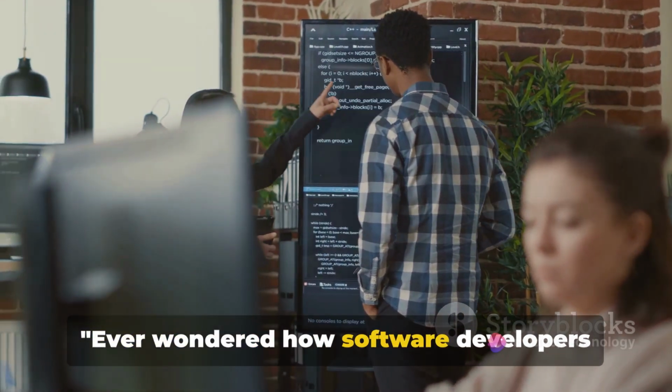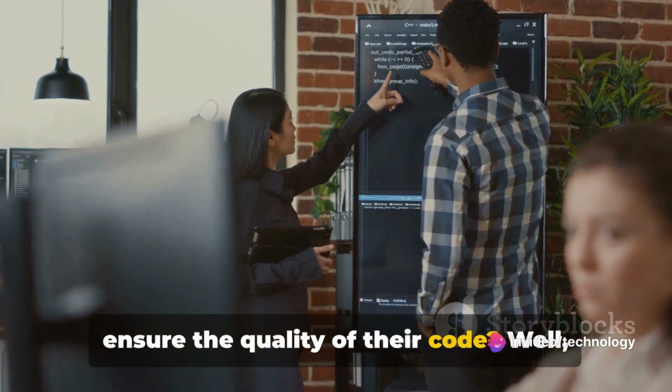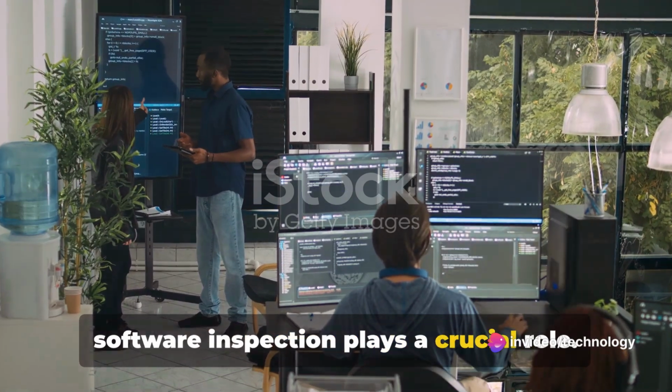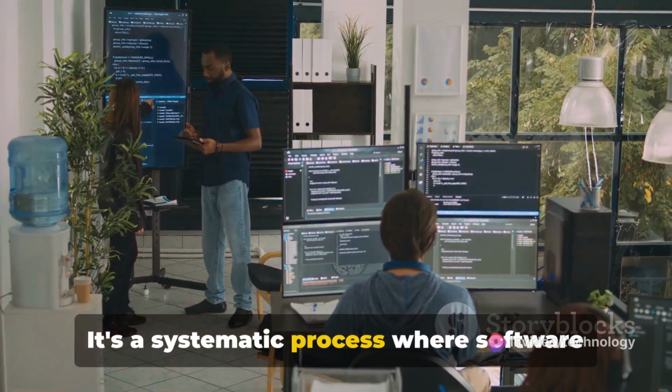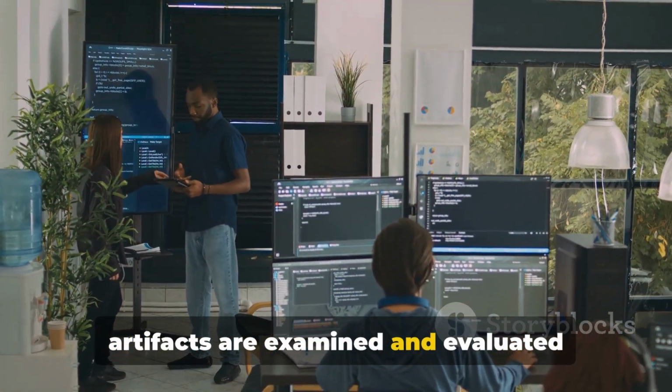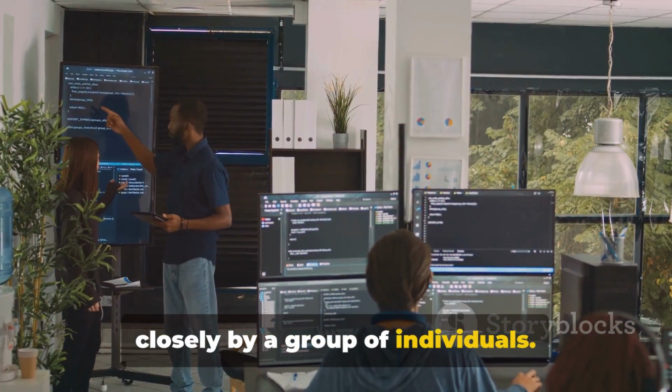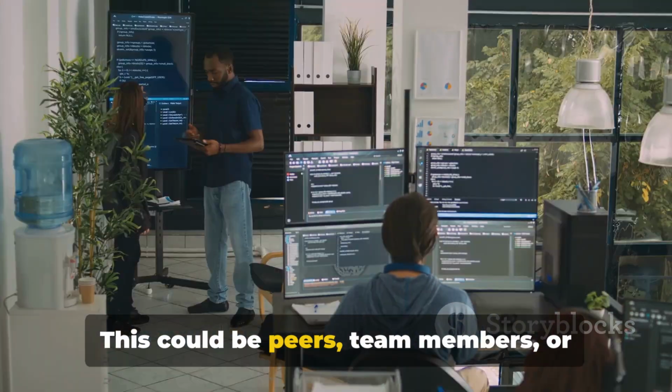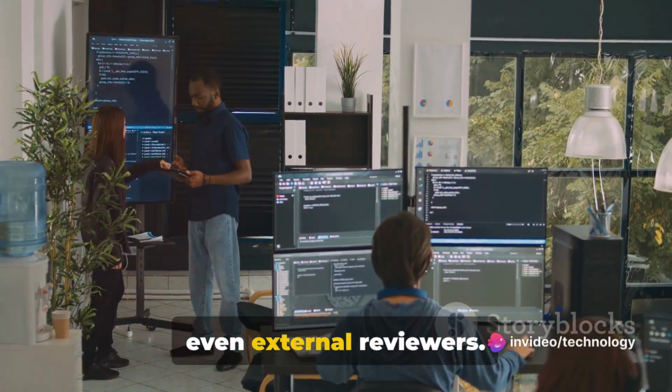Ever wondered how software developers ensure the quality of their code? Well, software inspection plays a crucial role. It's a systematic process where software artifacts are examined and evaluated closely by a group of individuals. This could be peers, team members, or even external reviewers.